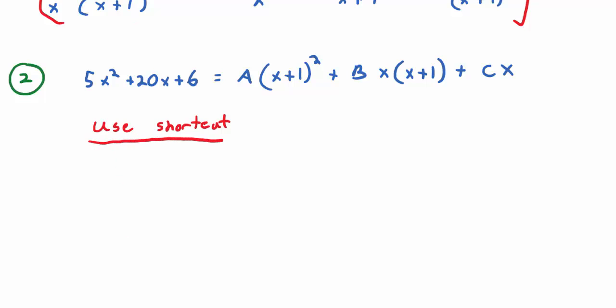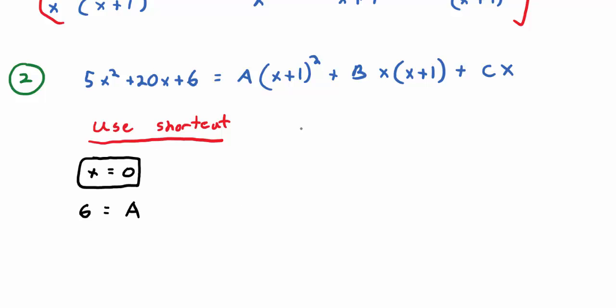All right, so what would be a good value to let x equal? 0 is a good one, sure. What do we get on the left-hand side if x equals 0? 6. What do we get on the right-hand side if x equals 0? So we get just a times 1 squared, or just a. Well, that was a pretty good shortcut, wasn't it?